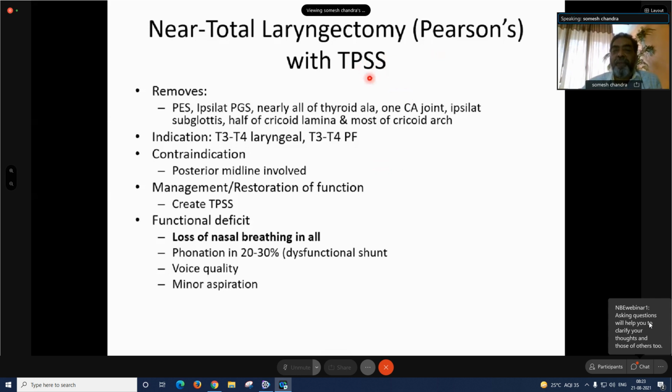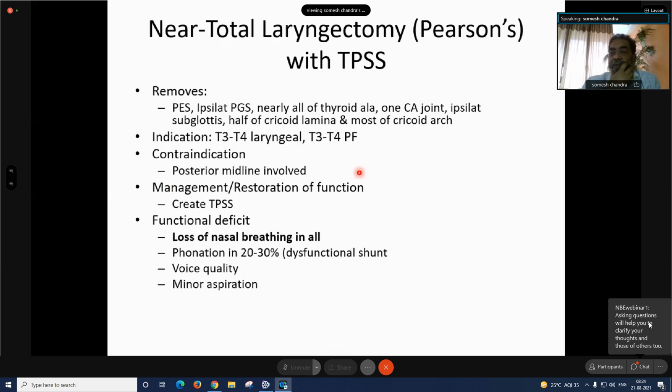So from the remaining larynx, which is basically one arytenoid joint with its muscle and nerve. See, whenever you preserve a functional unit, you have preserved all three elements: the nerve, the muscle, as well as the skeleton. So indication is T3, T4 laryngeal and T3, T4 pyriform. You can even go and dissect maybe one of the tracheal rings. So that's the beauty of this procedure.